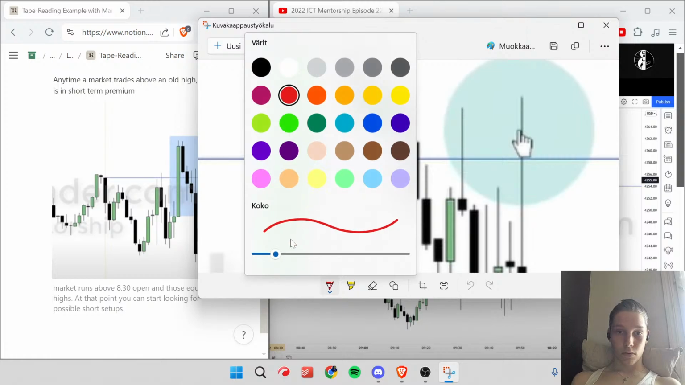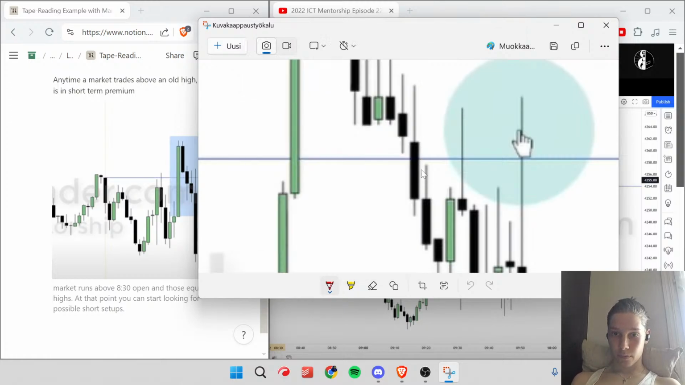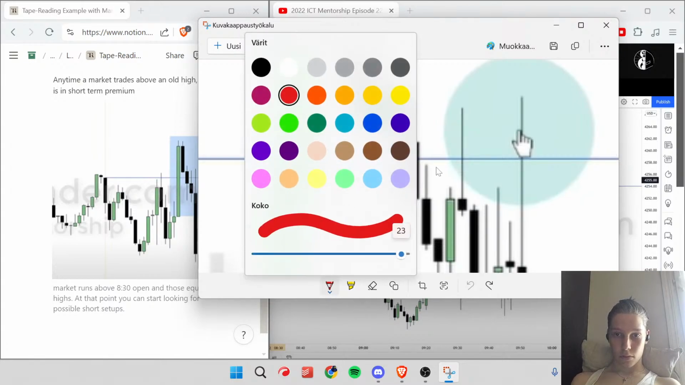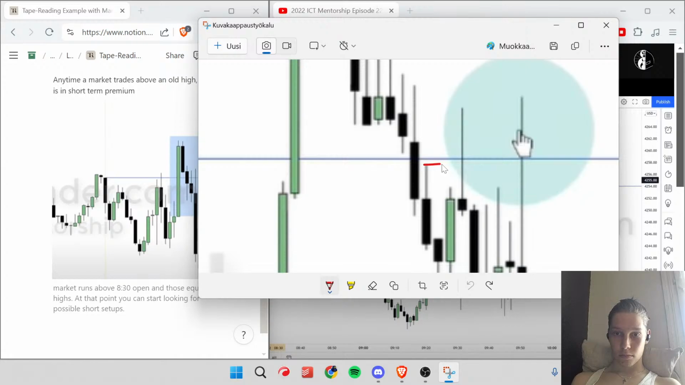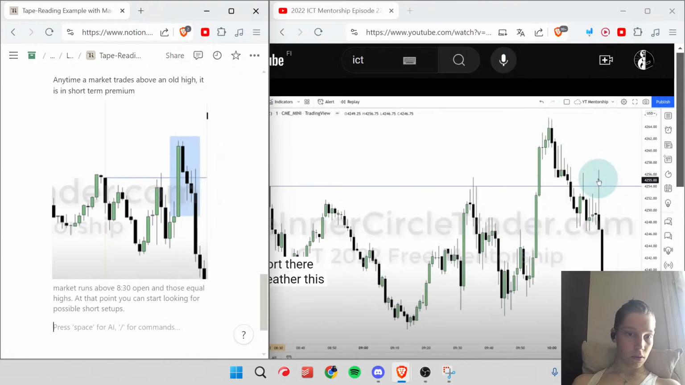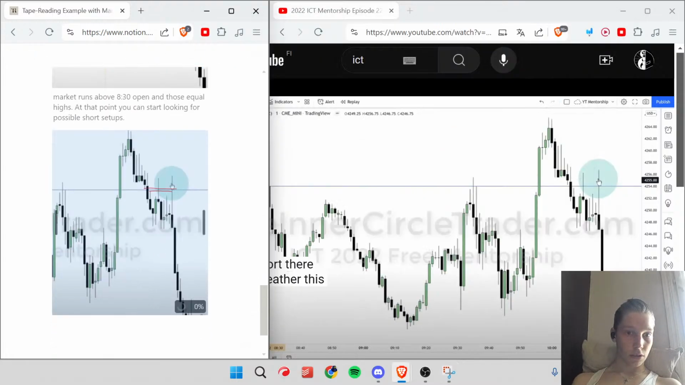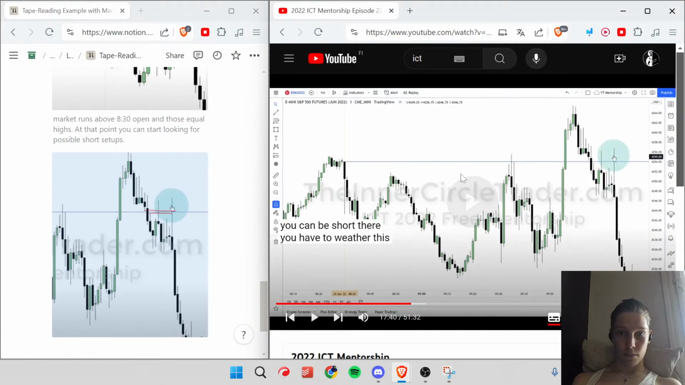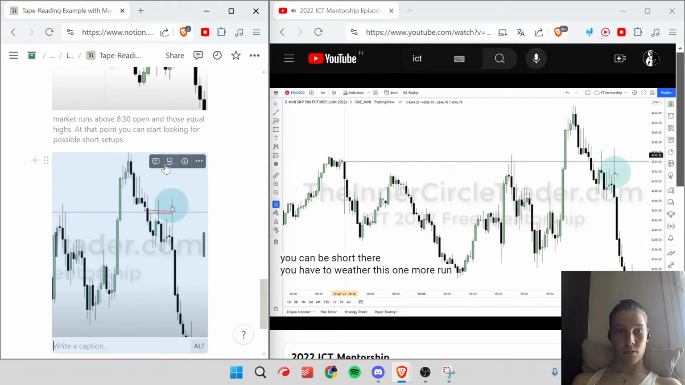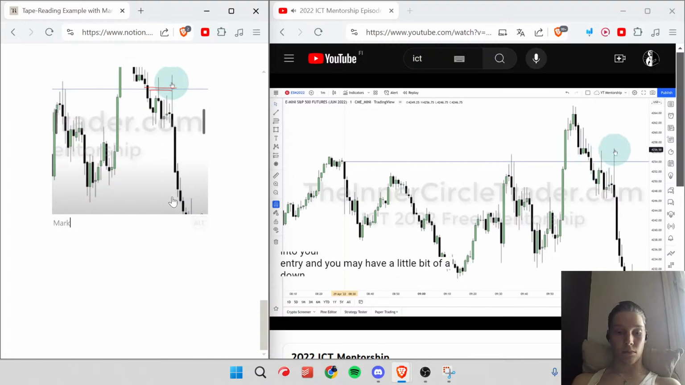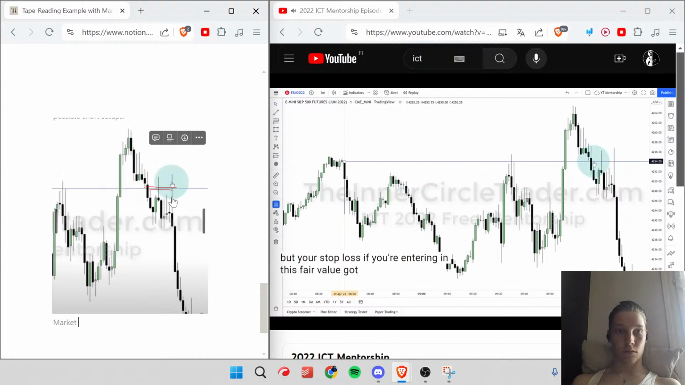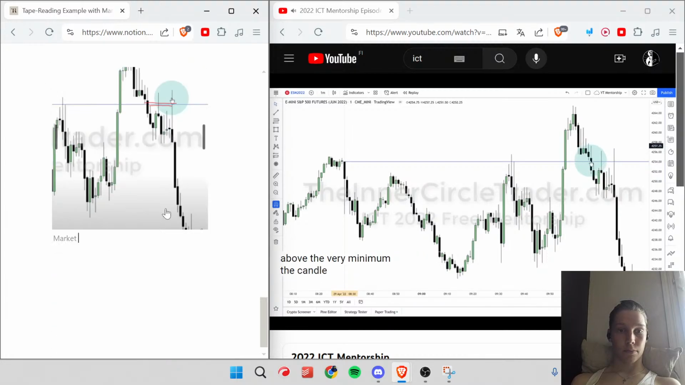So the market left that small gap around there. I'm gonna mark that just like that. Copy that like so. One more run up into your entry. You may have a little bit of drawdown, but your stop loss, if you're entering this fair value gap, your stop has to be above the very minimum. The candle that creates the fair value gap, that's here. So your stop's got to be above that.